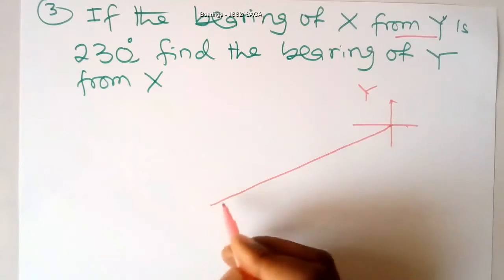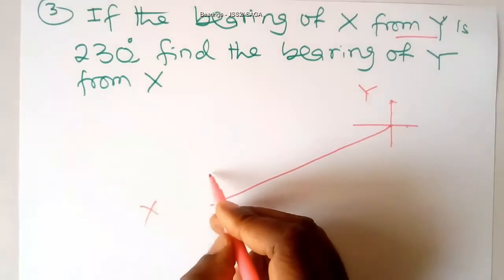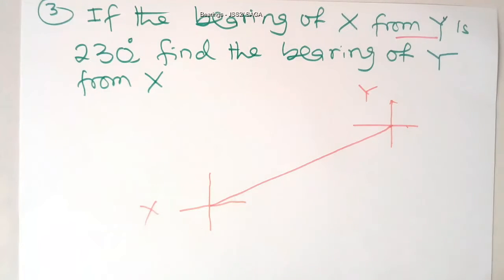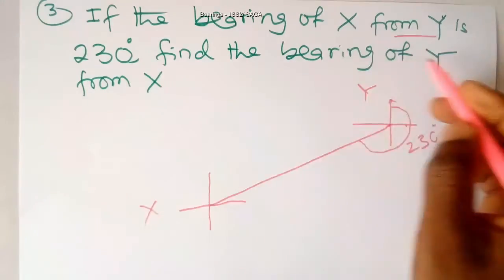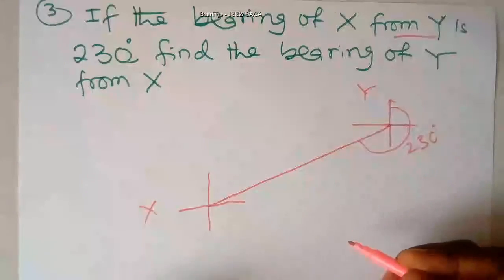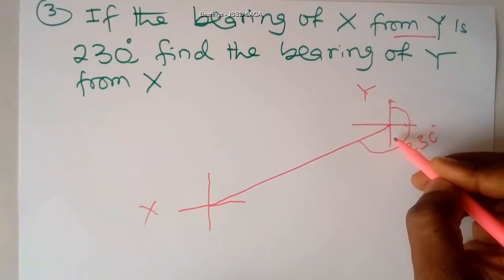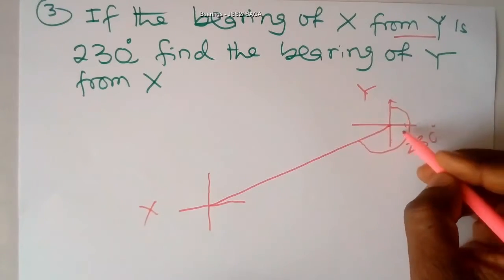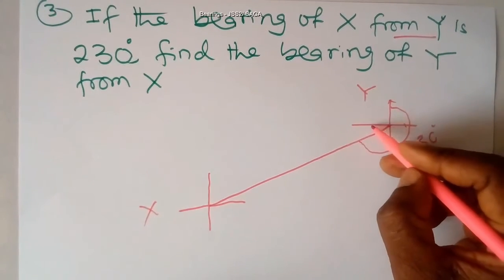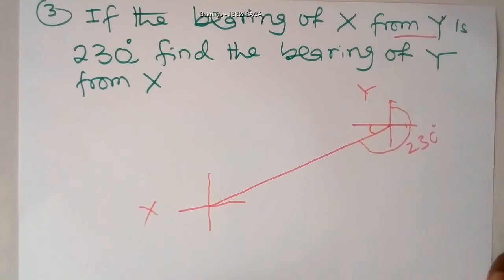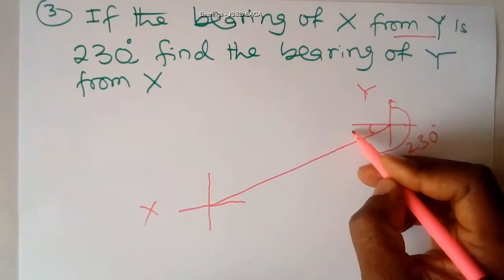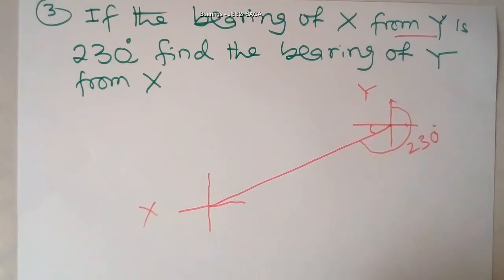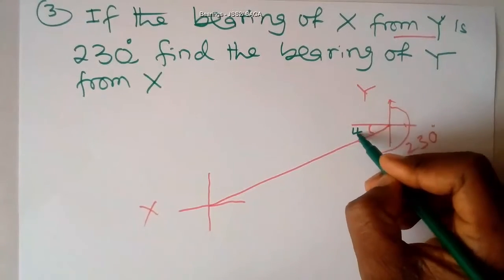line. Then this is going to be x, and x must have its own cardinal points. The bearing of x from y is 230. Remember, from north to west is 270. So out of 270, we have cut 230 from it, so automatically this part has to be 40.